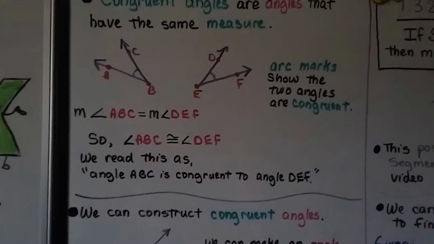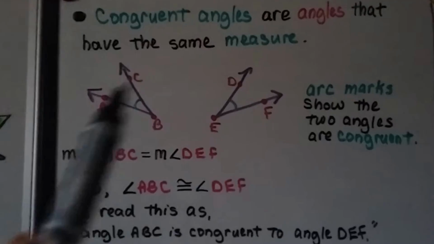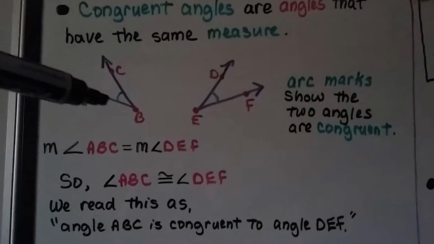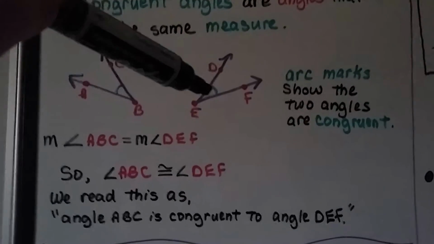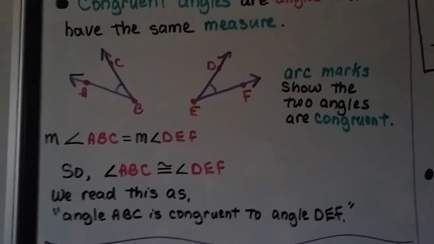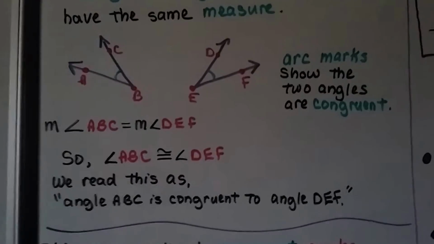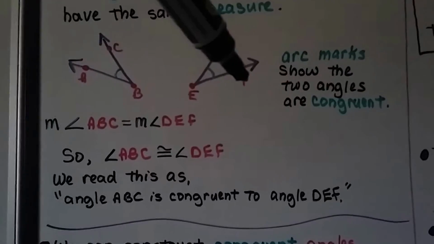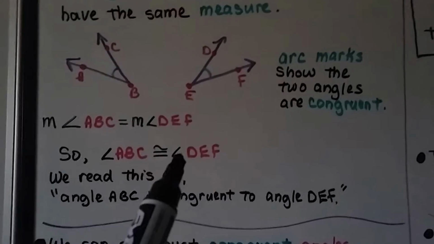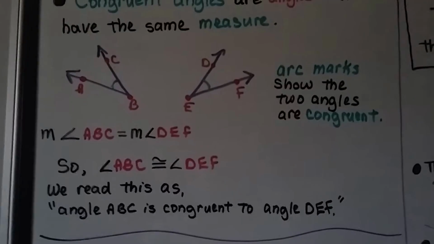Congruent angles are angles that have the same measure. So here we have 2 angles here. They're different labels. We could say this is angle B and this is angle E. There's arc marks. Here's one here inside the interior and here in the interior. Those curvy marks, those are arc marks, and they show that the 2 angles are congruent. We can say the measure of angle ABC is equal to the measure of angle DEF. That means angle ABC is congruent to angle DEF. We read it like that. Angle ABC is congruent to angle DEF.